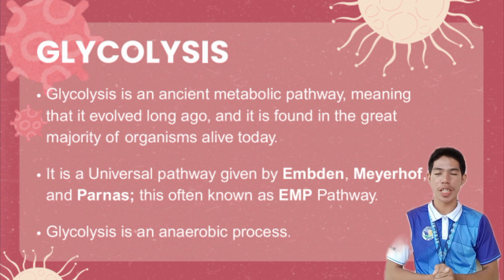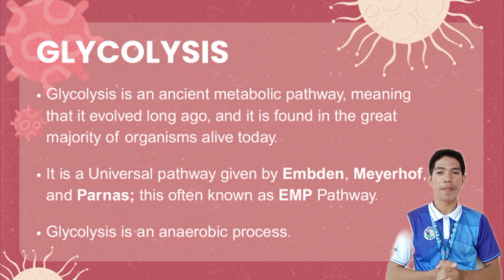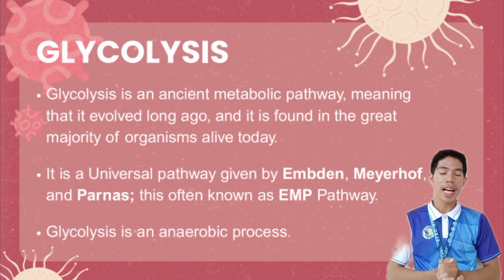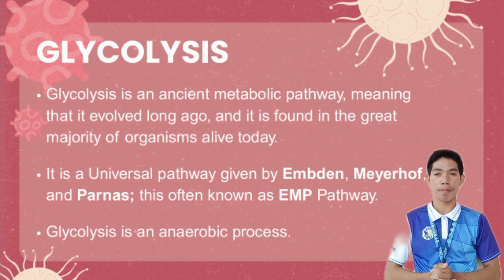So I have a question here. Where does glycolysis occur? Very good. Glycolysis occurs in the cytoplasm of our cell. Next, glycolysis is an anaerobic process. So what does it mean? It means that glycolysis does not require oxygen to proceed.